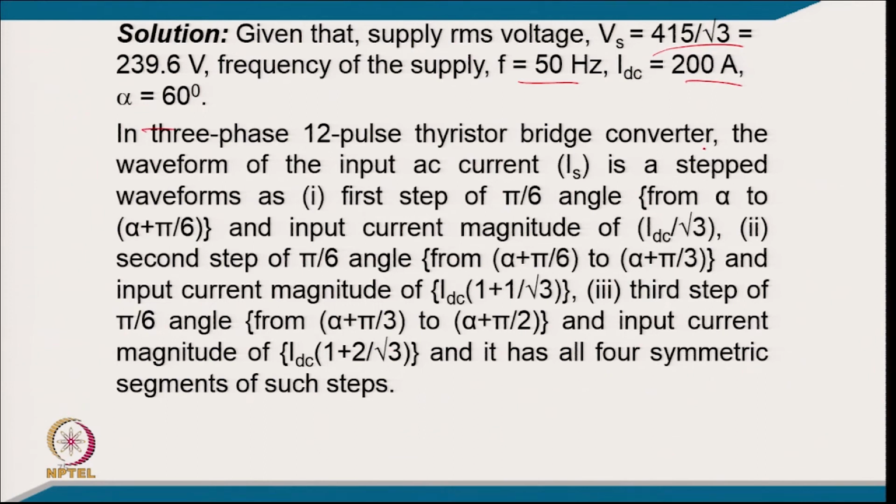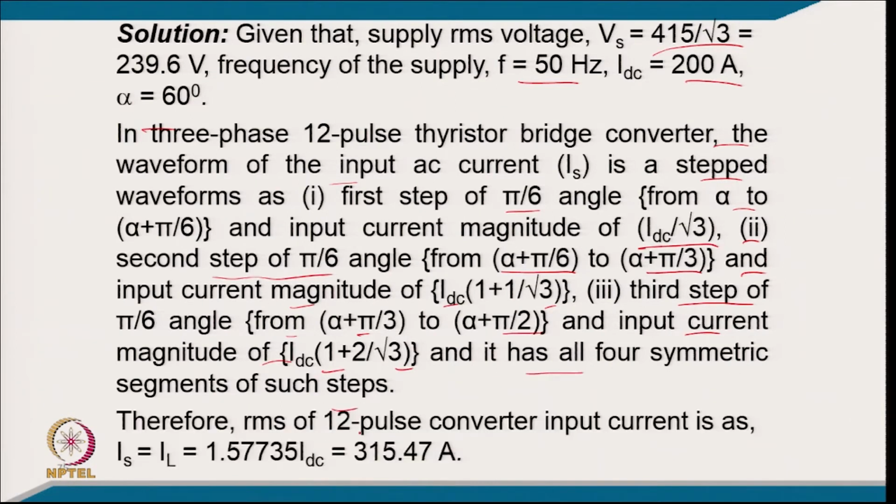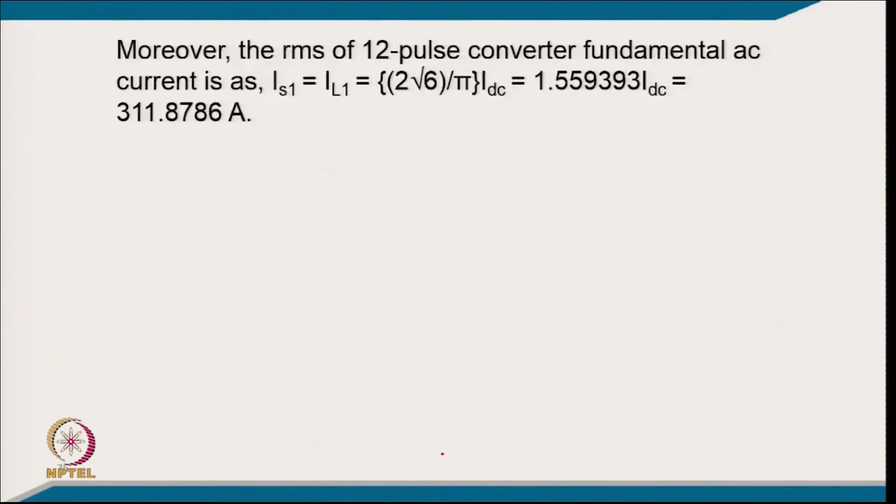In a 3-phase 12 pulse thyristor bridge converter, the waveform of the input AC current is a stepped waveform: a first step of pi by 6 angle from alpha to alpha plus pi by 6 and input current magnitude IDC by root 3, and second step of pi by 6 angle from alpha plus pi by 6 to alpha plus pi by 3 and input current magnitude of IDC into 1 plus 1 by root 3, and third step of pi by 6 angle from alpha plus pi by 3 to alpha plus pi by 2 and the input current magnitude IDC into 1 plus 2 by root 3, and it has all 4 symmetric segments of such steps. Therefore, RMS value of 12 pulse converter input current is IS equal to IL equal to 1.557 IDC. So, it comes 315.47 ampere.